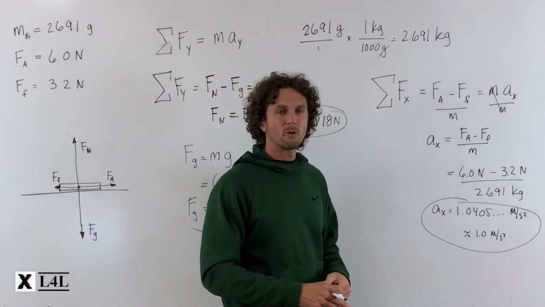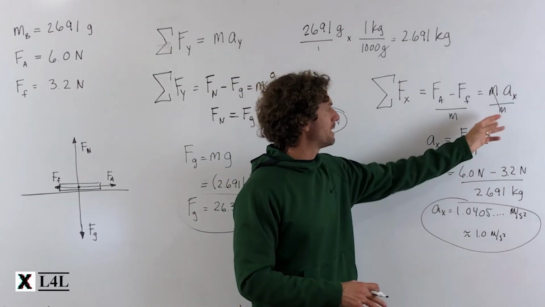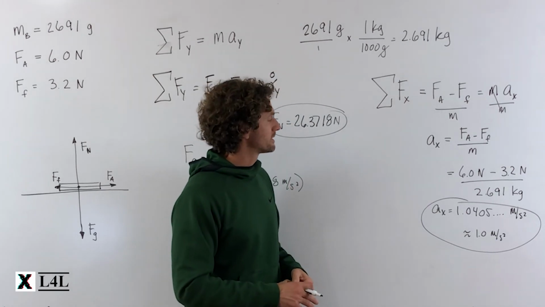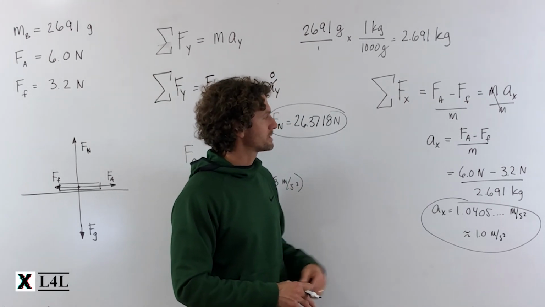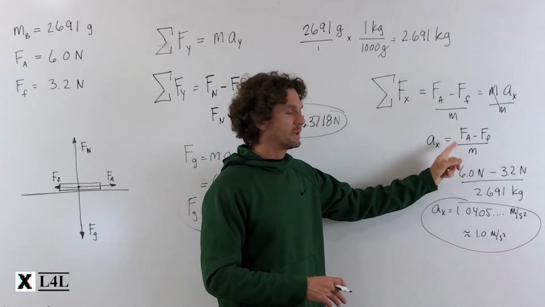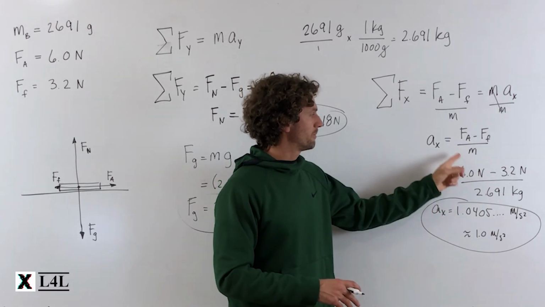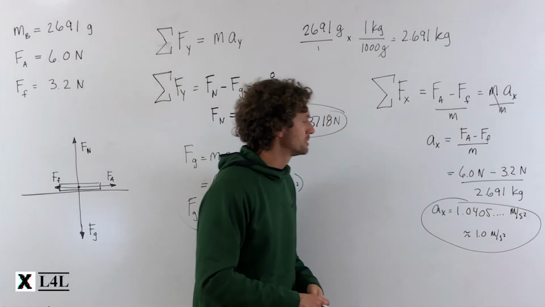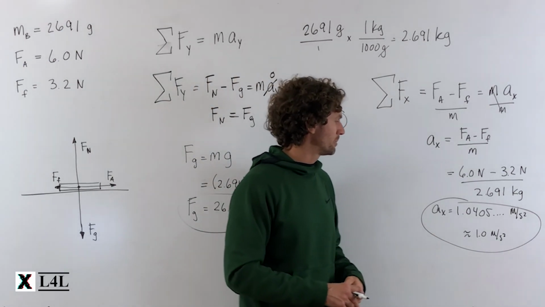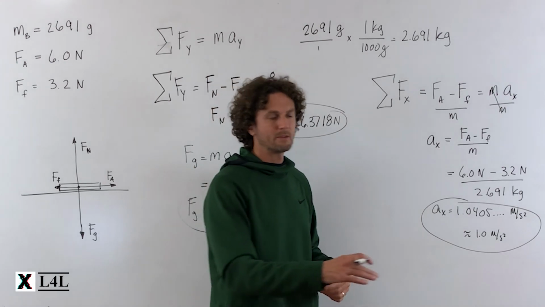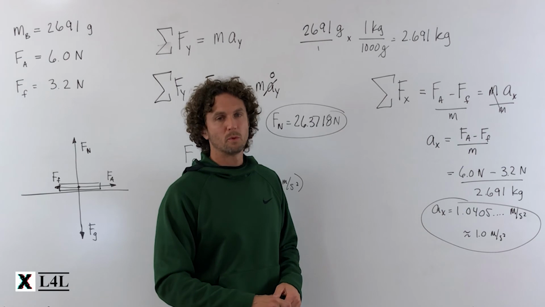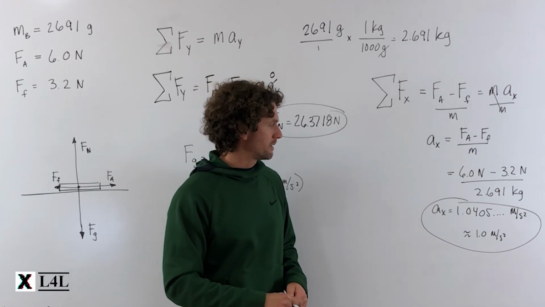We're trying to solve for the horizontal acceleration, so I can divide both sides by the mass and I end up with an equation for the acceleration in the horizontal or x direction as being the force applied minus the force of friction, divided by the mass. Plugging in, we find that 6 newtons minus 3.2 newtons divided by 2.691 kilograms is going to give me a horizontal acceleration of 1.0405 and change meters per second squared, or with two significant figures, 1.0 meters per second squared.